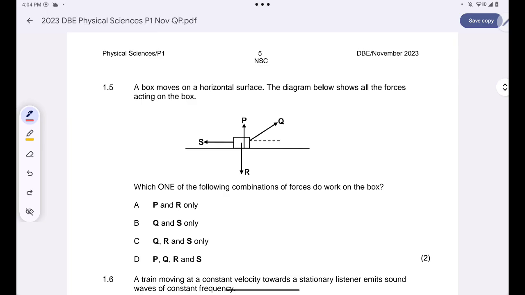1.5, I'm told that a box moves on a horizontal surface. The diagram below shows all the forces acting on the box. Okay, which one of the following combinations of the forces do work on the box? Okay, these two will just cancel one another. Since the box is moving horizontally, it simply means that Q and S are the ones that are doing work on the box. So the answer is B here.